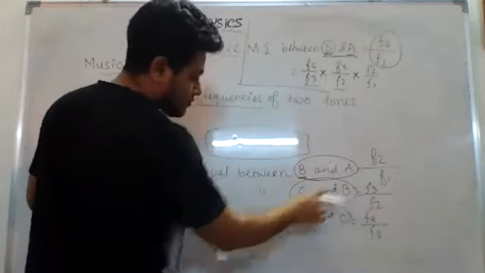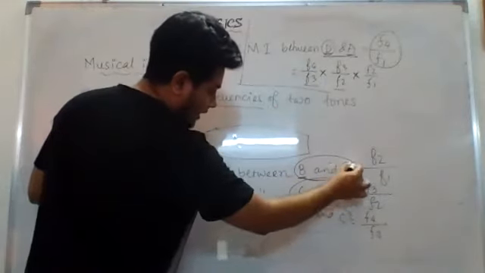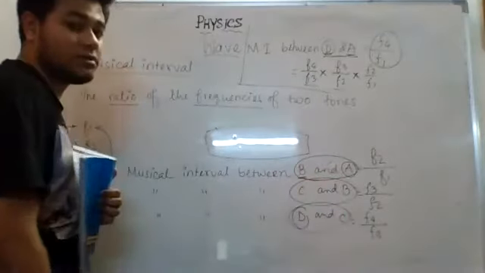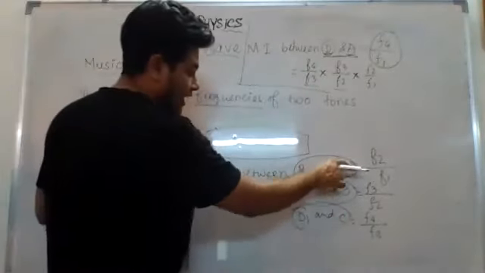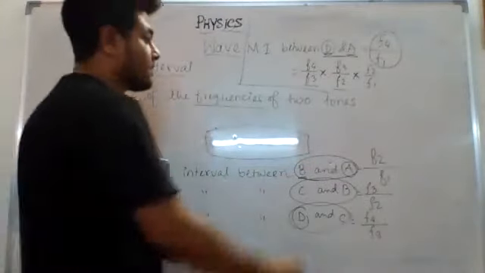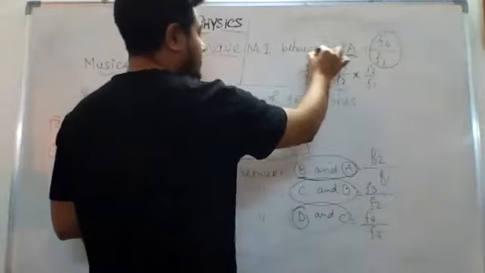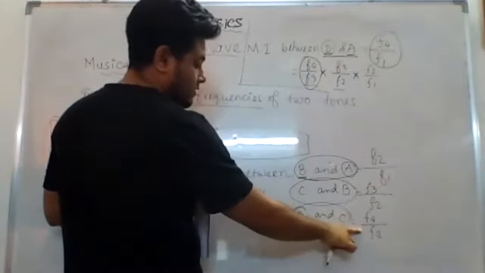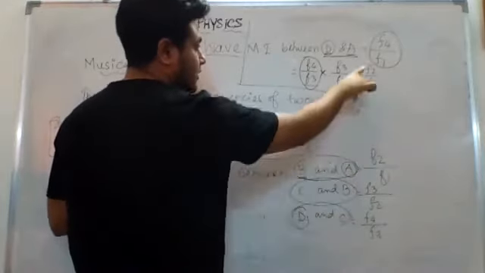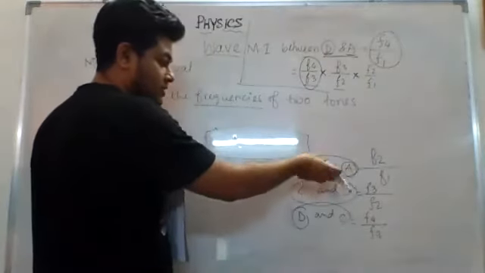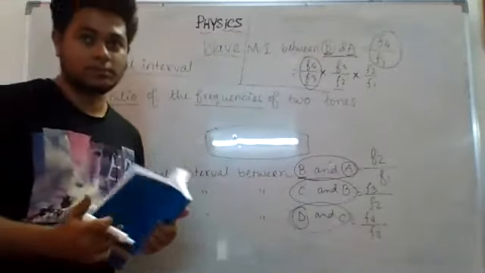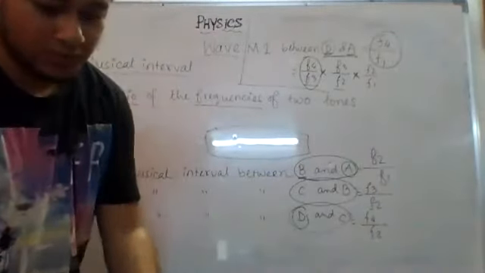তো A থেকে যদি আমরা D তে আসি, দেখো A and D. Okay, if I want to find out the musical interval between these two, I can take the product of the intermediate musical intervals, right? So these all are musical intervals, right? F4 by F3, this is a musical interval. F3 by F2 is here, F2 by F1 is here. So if I take the product of all of them, then I will get the musical interval for any two. Okay, this is also important for 2 marks question.